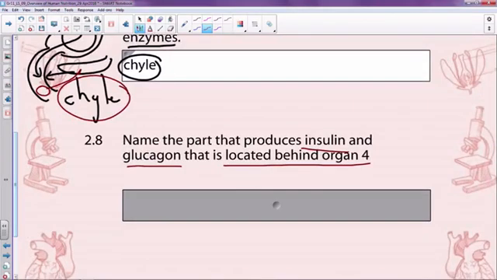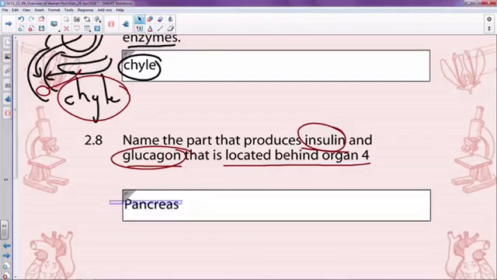And guys, when you look at organ number 4, even if we didn't have the diagram, what is the organ that produces insulin and glucagon? That's that leaf-shaped structure that we refer to as the pancreas. The pancreas plays an important role in the production of both.